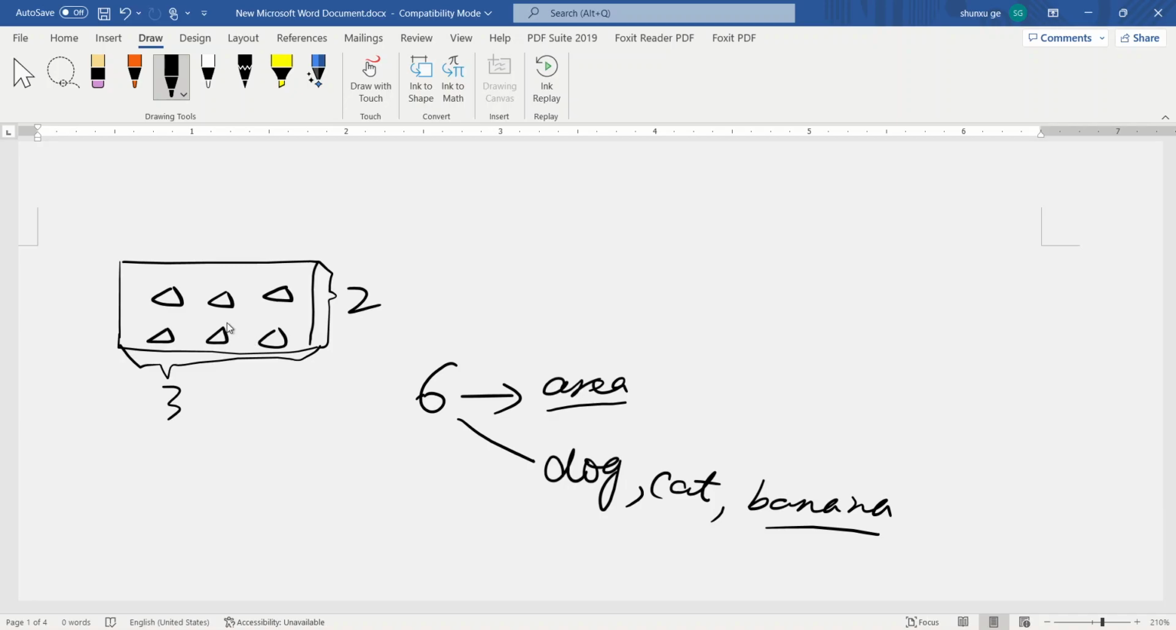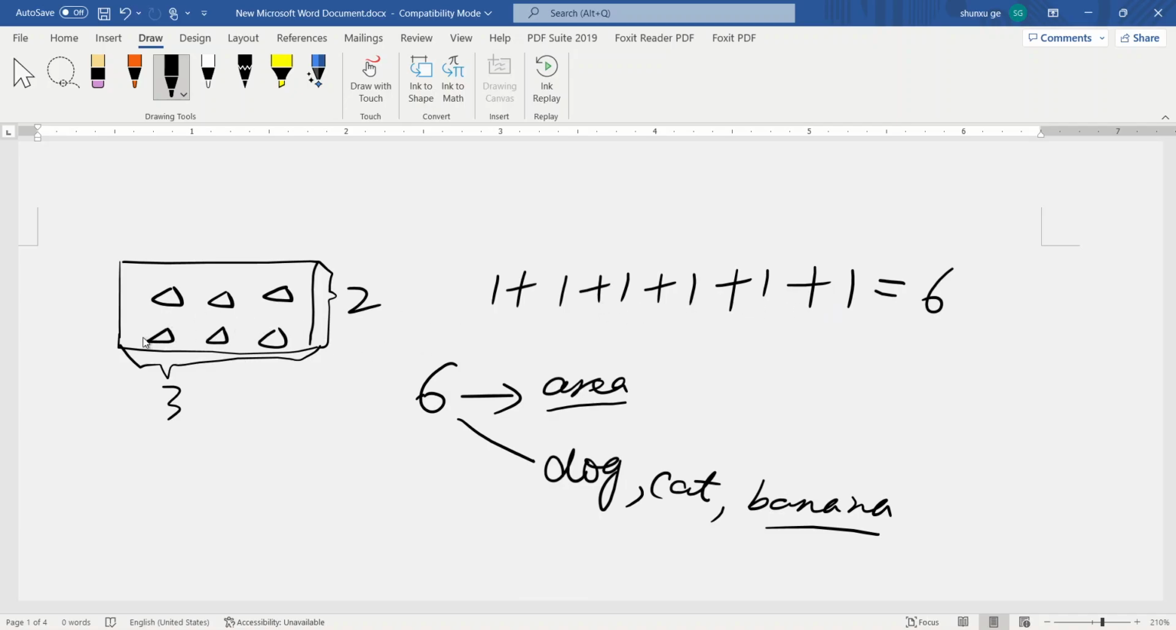We can count. We can use addition. 1 plus 1 plus 1 plus 1, then plus 1 plus 1. Okay, totally 6. But this needs a long time. If there are so many bricks and we calculate them with addition, it will need a long time. We know multiplication. Multiplication is a special form of addition.